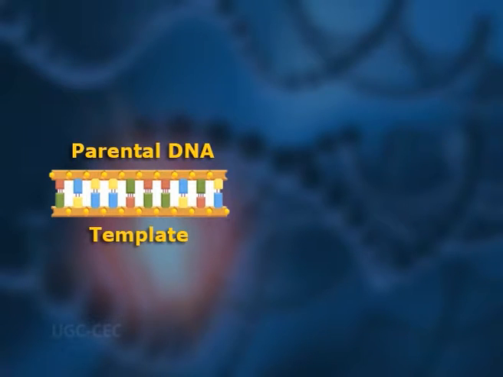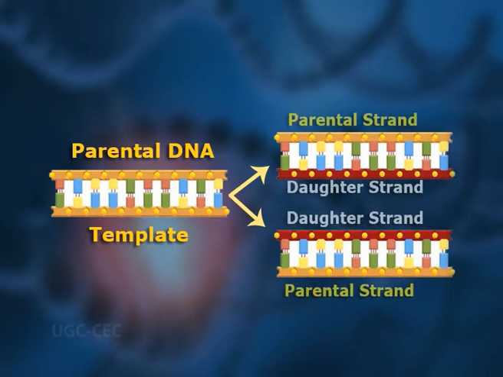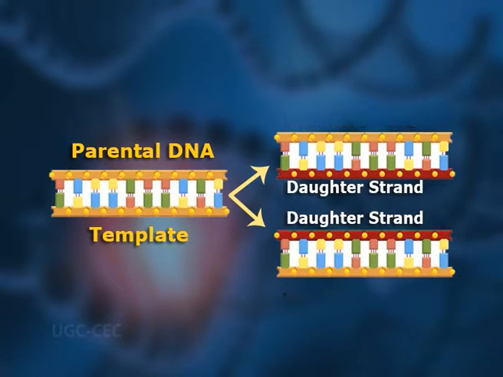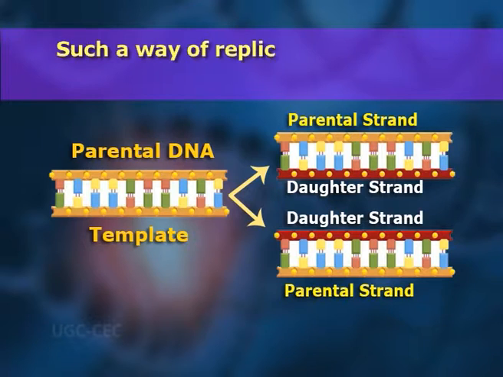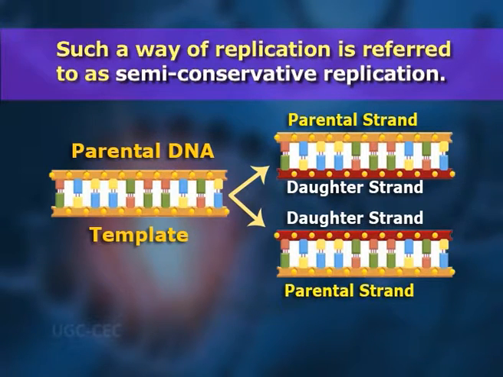However, unlike Xeroxing, which is an imaging or photographic process, replication is an intricate process in which the original DNA to be copied serves as a guide, the word used is template, and the new molecule is pieced together in such a way that the final product DNA has a new daughter strand and an old parental strand. Such a way of replication is referred to as semi-conservative replication.